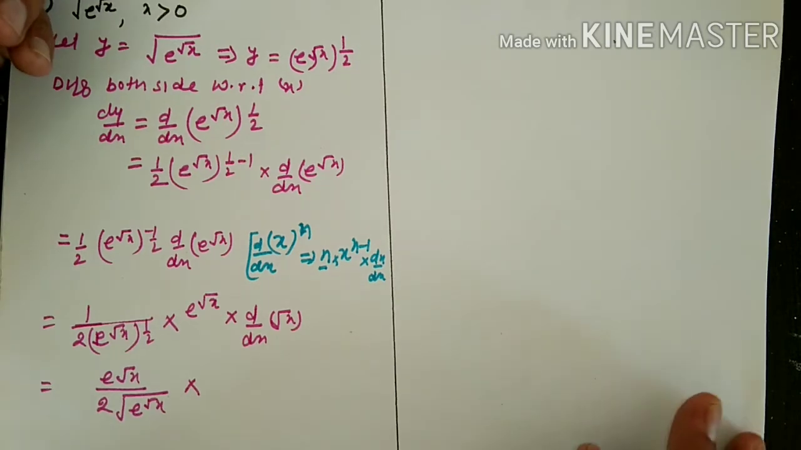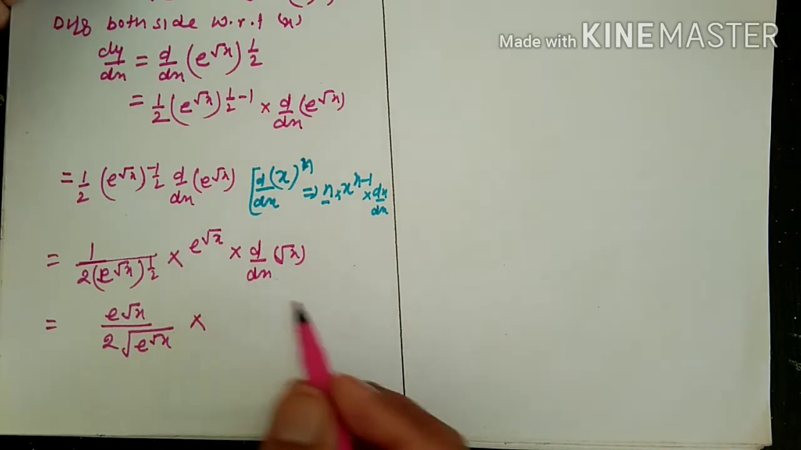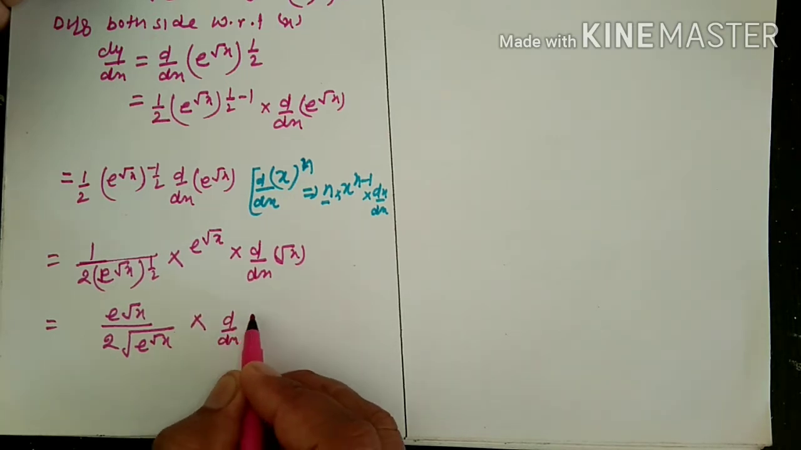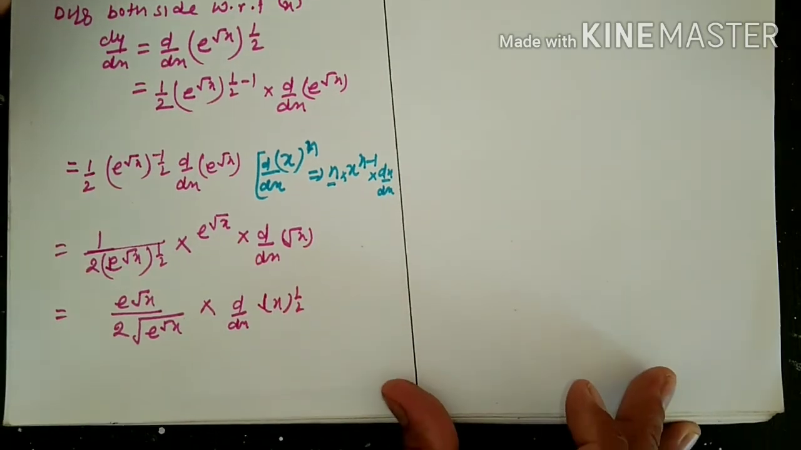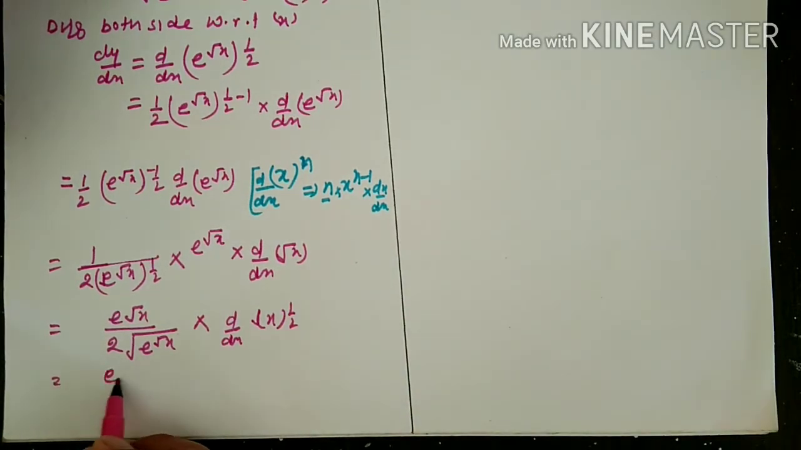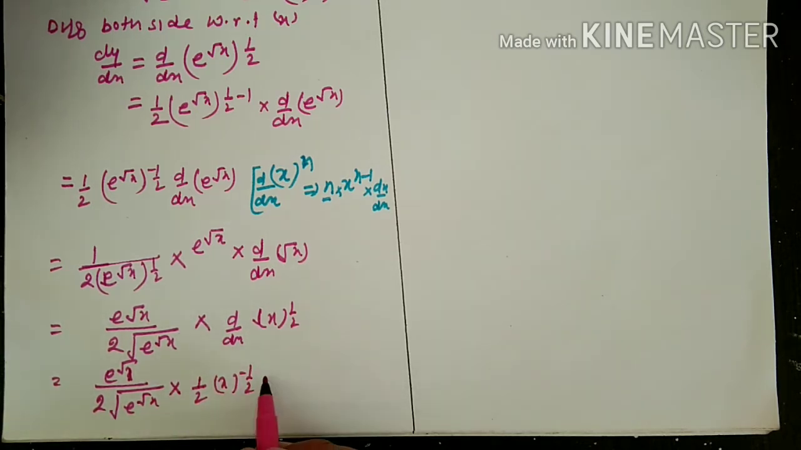So how can we differentiate root x? We can differentiate root x as, again we can write it as 1 upon 2. So d upon dx of x to the power 1 upon 2. Clear? Now we can find the differentiation of this as e to the power root x upon 2 root e to the power root x into 1 upon 2 x to the power minus 1 upon 2, and d upon dx of x, so that is 1.